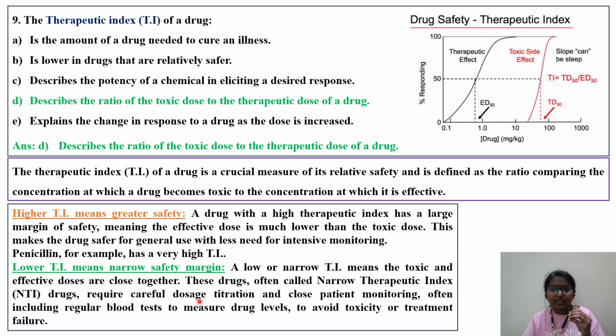Valproic acid and phenytoin also have a narrow therapeutic index. Other examples require careful dosage titration and close patient monitoring. That's why these drugs need to be administered to the patient only in the presence of a well established physician. Individual patients should not take these drugs, often including regular blood tests to measure the drug levels to avoid toxicity or treatment failure.